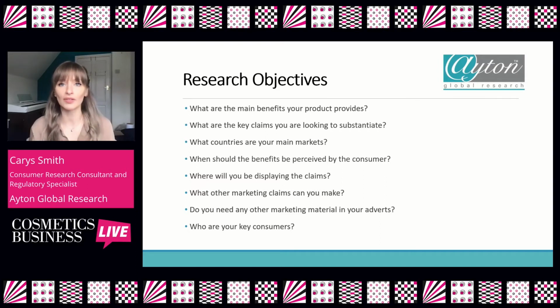So as well as thinking about those countries, what are the age ranges? What are the genders? Do they need to use some kind of products already? Do you want them to shop in a certain store? All of these things are really important to think about at this stage, at the research objective stage, because it will really encompass how we design everything else.